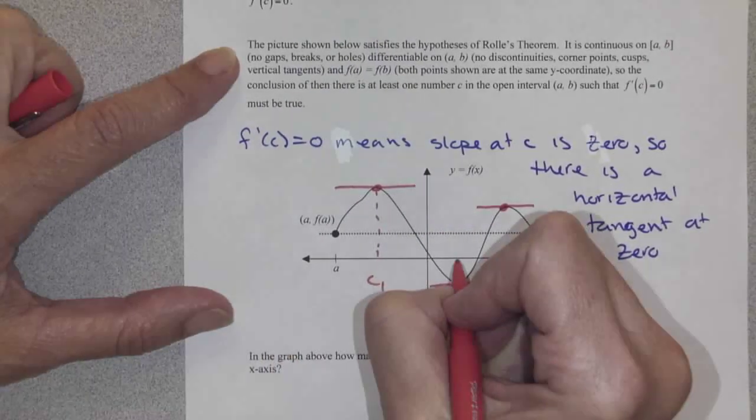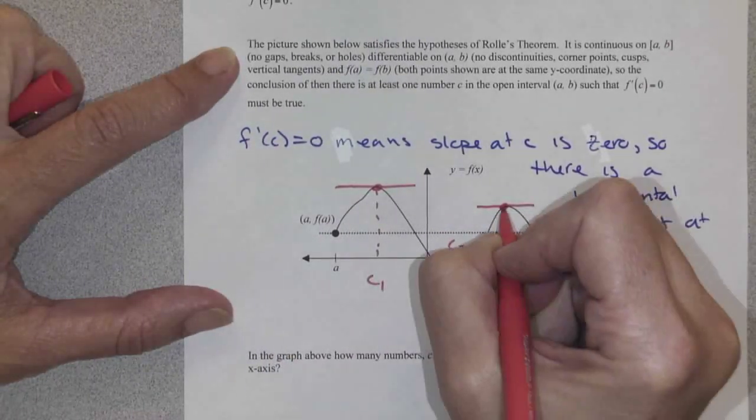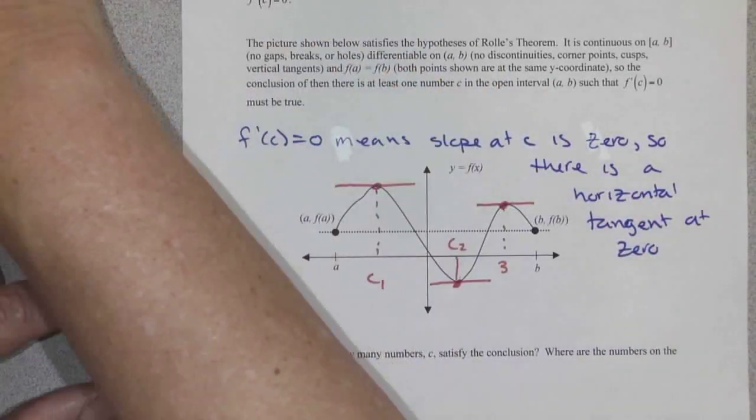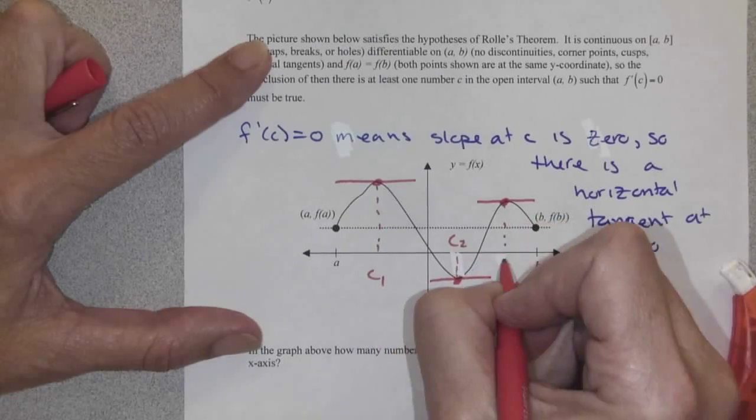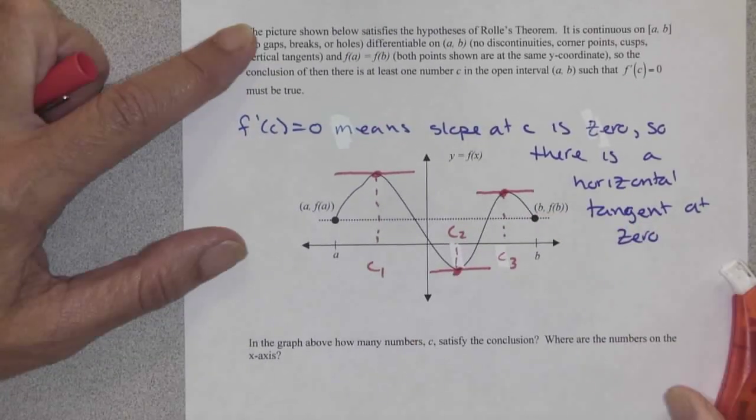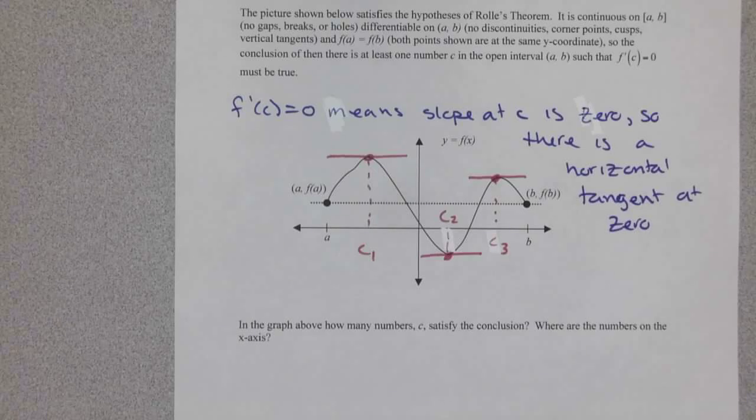So I could call those c1, c2, c3. So the answer to the question below is yes, there are 3 numbers c that satisfy the conclusion of Rolle's theorem. And there you see them placed on the x-axis. Rolle's theorem says that there's at least one number c between a and b where we have horizontal tangents. In this case, we have 3 of them. So that's what Rolle's theorem says.